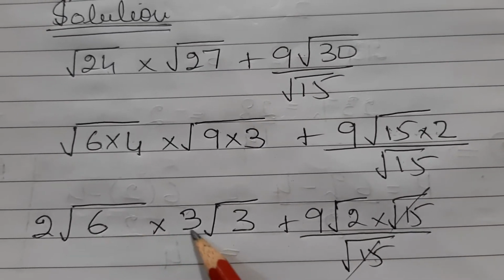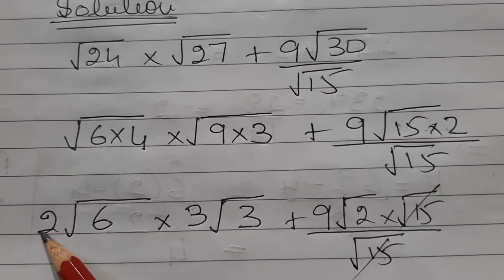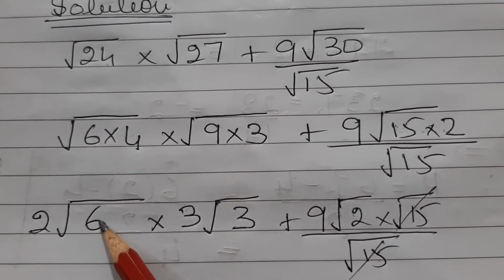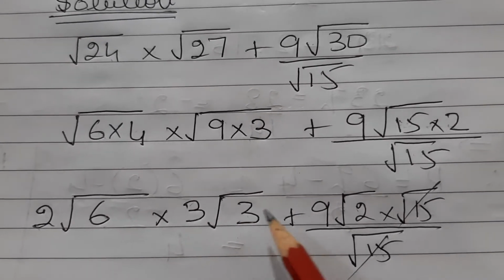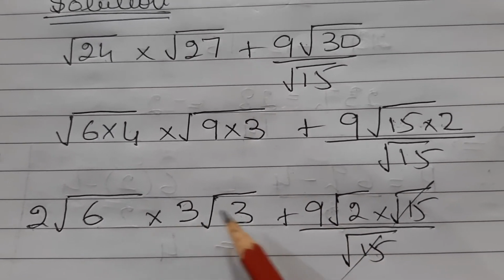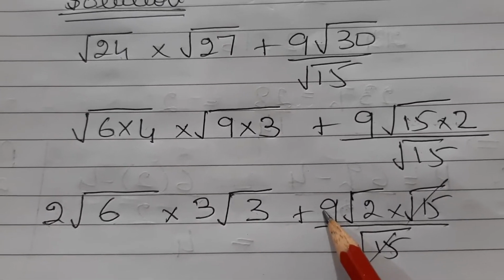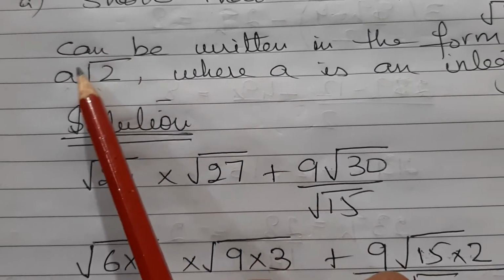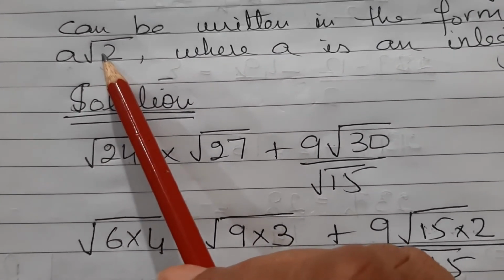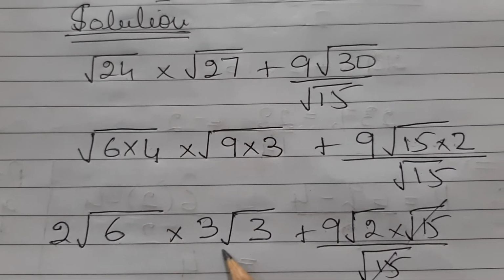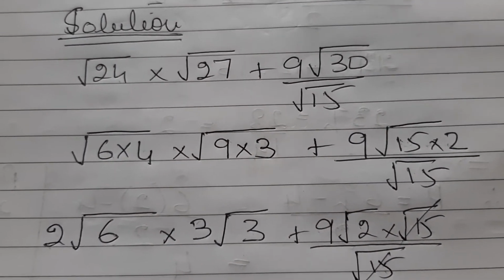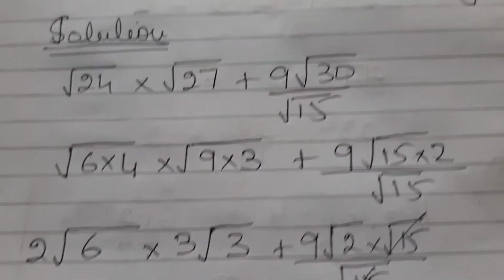So they are multiplying, so I can multiply 3 by 2 later on, and this will multiply by this. But it has nothing to do right now with this because it is plus 9. And what we have to make it equal to is a root 2. So it means I have to change all these surds into root 2 somehow. So let's see the next step.